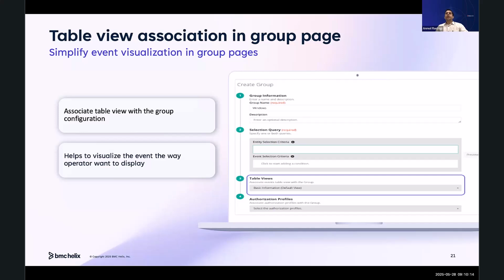Now, while configuring this group page, I first give the entity selection criteria, by saying that if agent tags include Windows, then the table view should also be the Windows operator view. I can do this now and save it to give the same view that the Windows operator would like to see. Earlier that was not the case; the default view was always associated with the entity selection or event selection criteria. That is all now possible in the group configuration page.